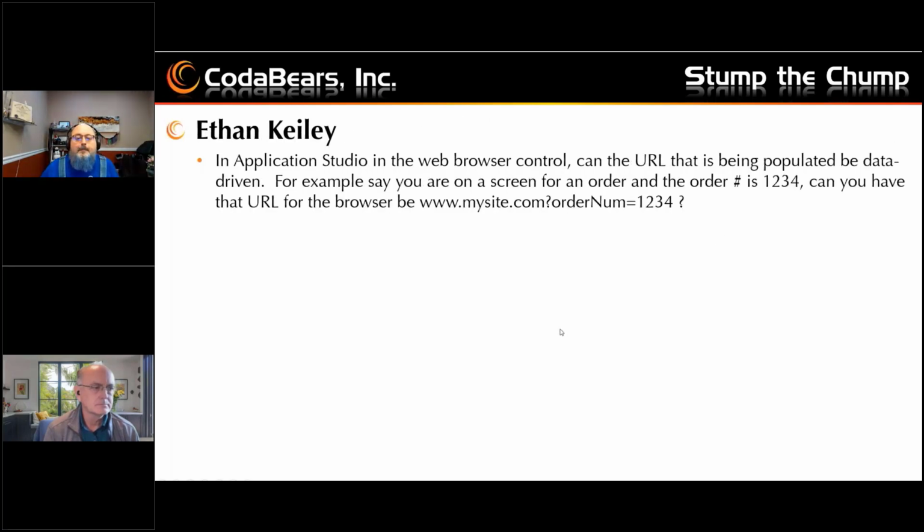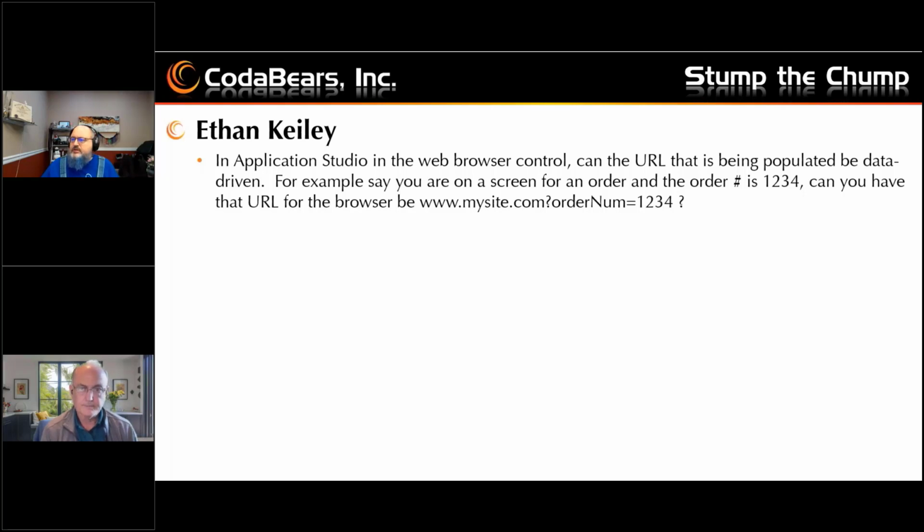Okay. Ethan Kiley, and I'm sorry, Ethan, I didn't have a chance to look up your company name. In App Studio in a web browser control, can the URL that is being populated be data-driven? For example, say you're on a screen for an order and the order number is 1234. Can you have the URL for the browser be www.mysite.com?order_num=1234? Yes, somebody asked me that question in the session, and I answered that.